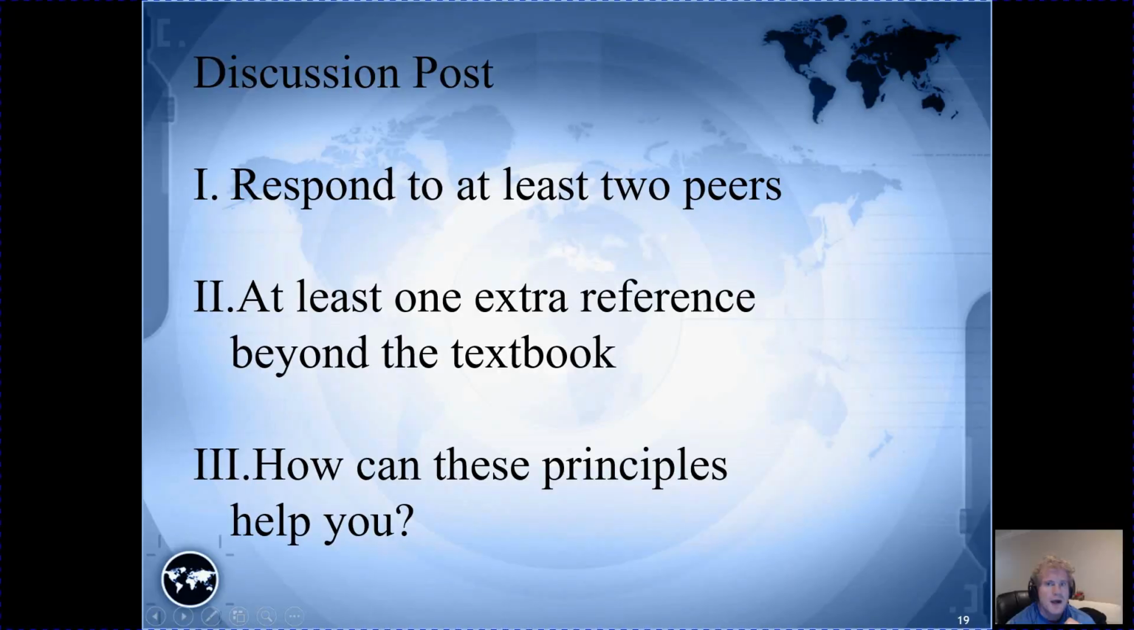Now, okay, when it comes to your discussion posts, please listen to me very carefully. Number 1, please respond to at least 2 peers. I've emailed those of you who have not been doing this. I'm going to give you time to do that so you can get a higher grade. Number 2, at least one extra reference in your initial post beyond your textbook. Okay, that's important. Finally, the most important thing, how can these principles help you?